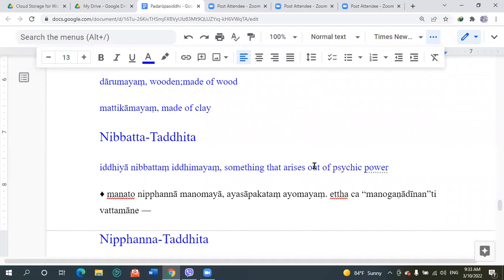So Itiya is also instrumental, you know. Itiya is also instrumental. Instrumental, yes. Instrumental or ablative?